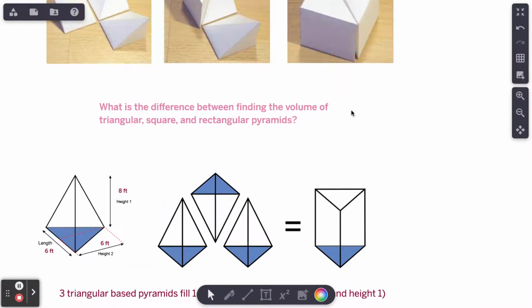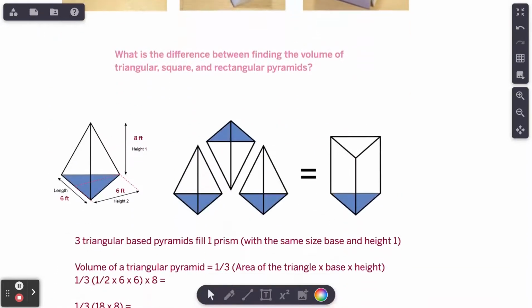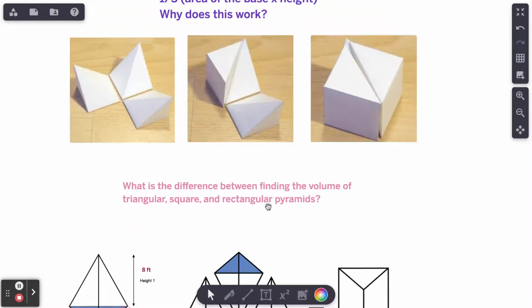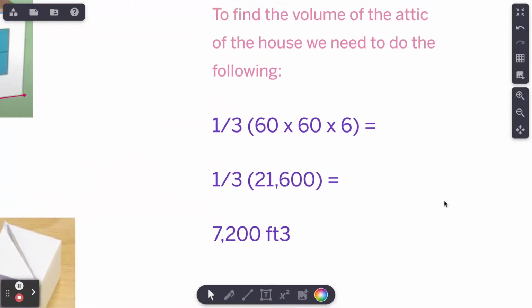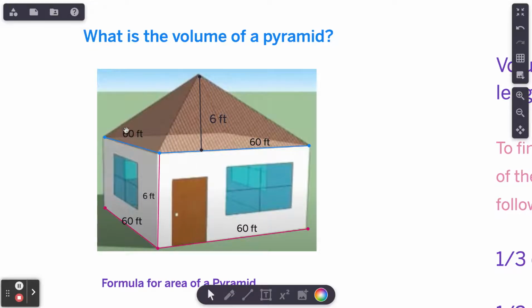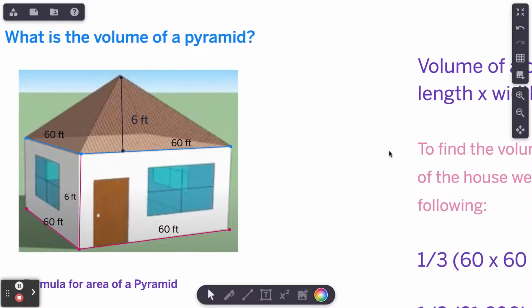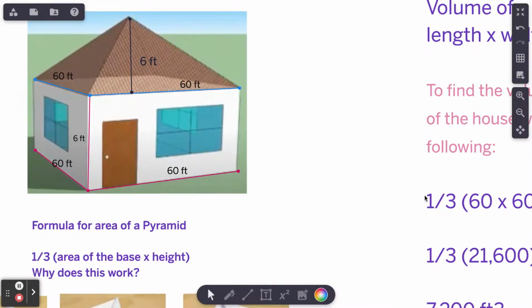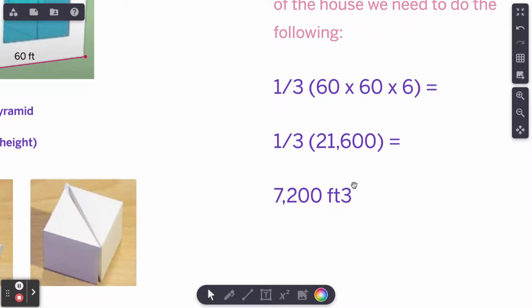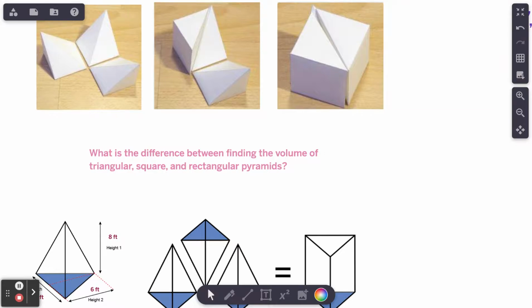What's the difference between finding the volume of a triangular, square, and rectangular pyramid? So the square we showed and we saw an example of. A rectangular pyramid is going to be exactly the same. Even though it's not a square, you would still do exactly the same as what we did in this example. You would just have different measurements. So maybe this is 60 by 30 and 6 feet tall. And we would still do our 1/3 times our 60 by 30 times the height, and we would find the volume that way. So that's how we would do a rectangular pyramid.